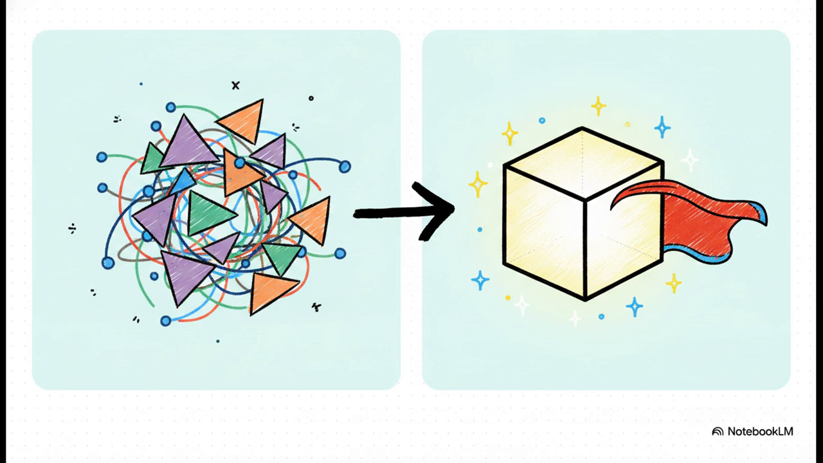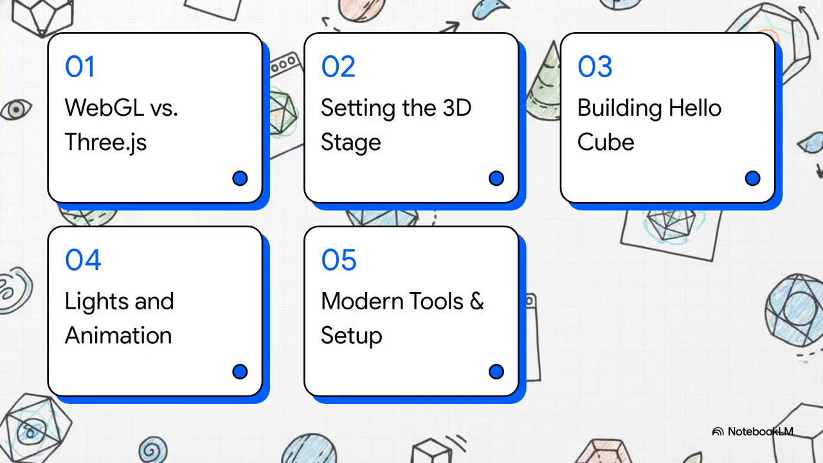Enter our hero, Three.js. This JavaScript library essentially wraps all that painful WebGL math into one incredibly intuitive package. It handles the scenes, the lighting, the shadows, and all the 3D math easily, so you literally don't have to write it from scratch. So here is our roadmap for the explainer today.